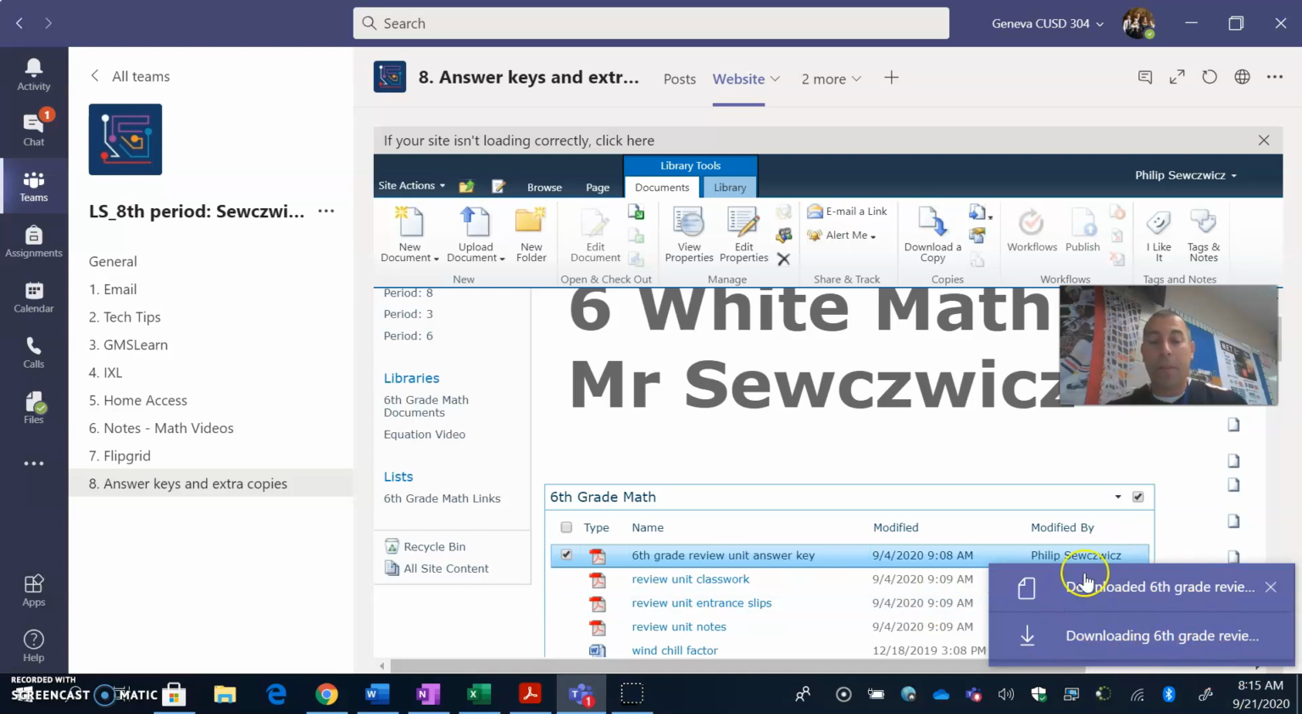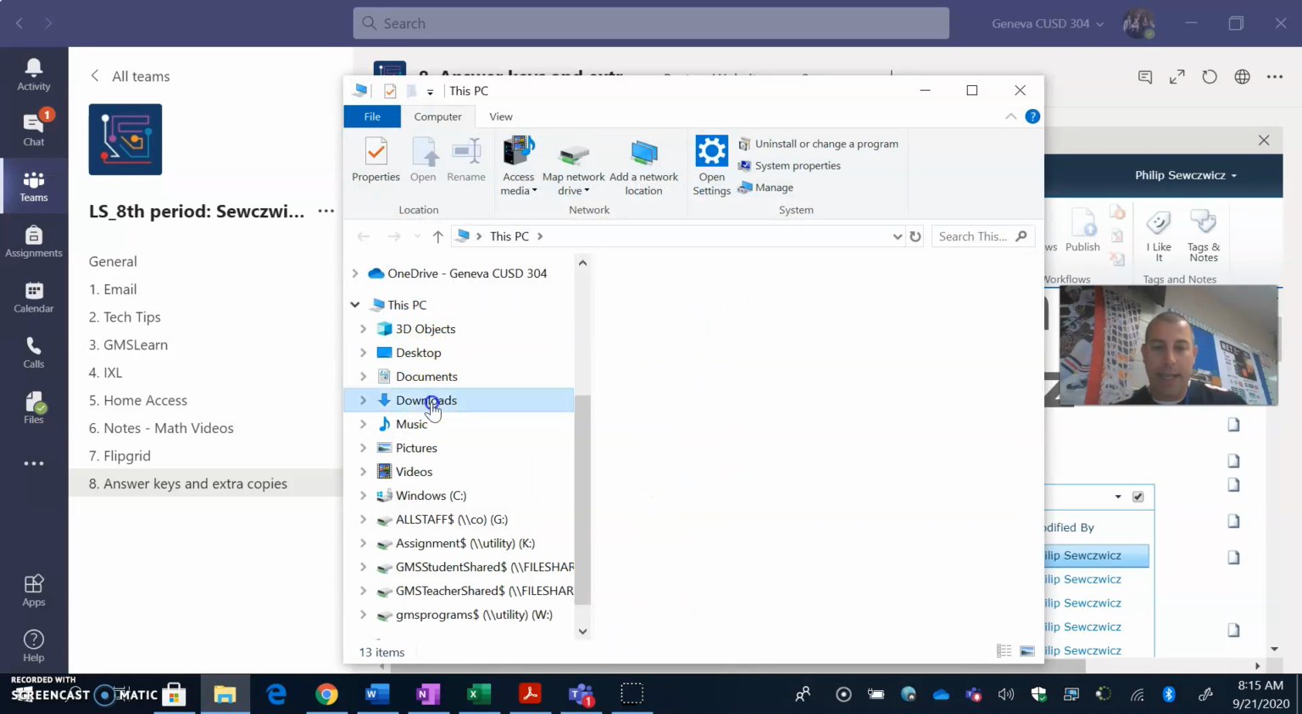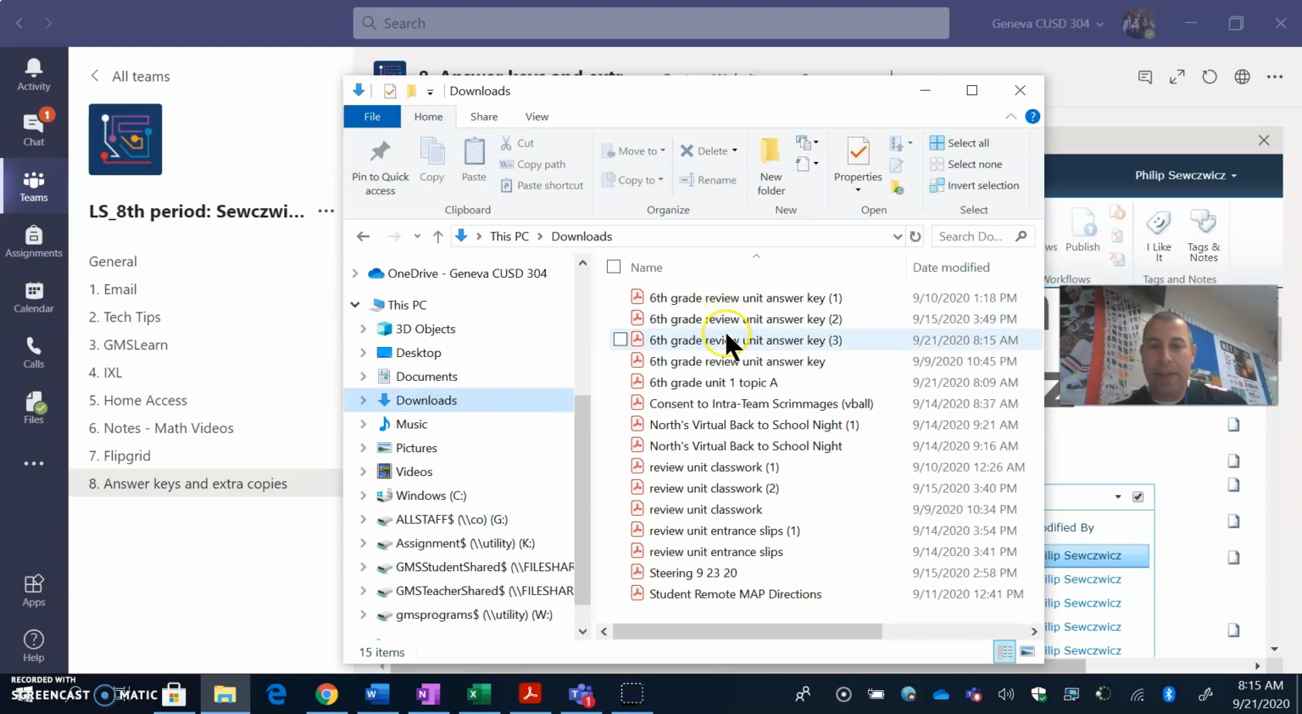Okay, so for me, I've got to go and find it in my downloads folder. So I'll click on that, I'll open it on up, and then this is where I'm going to go ahead and find it with all these other downloads that I end up having. So there it is, 6th grade unit 1. Okay, so just keep that in mind.